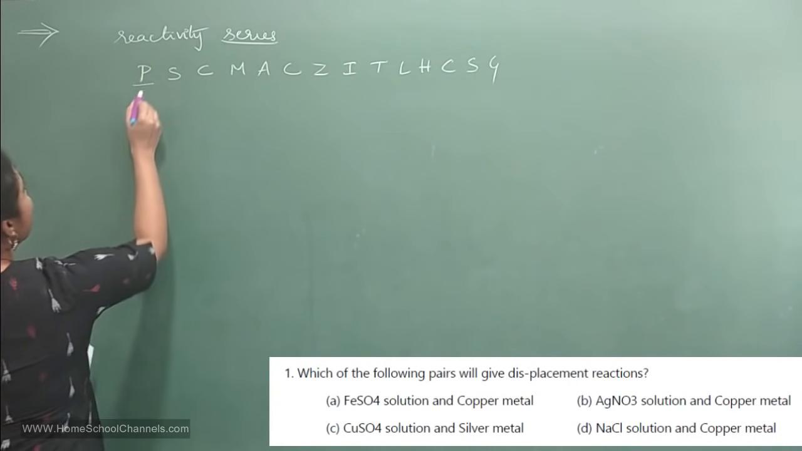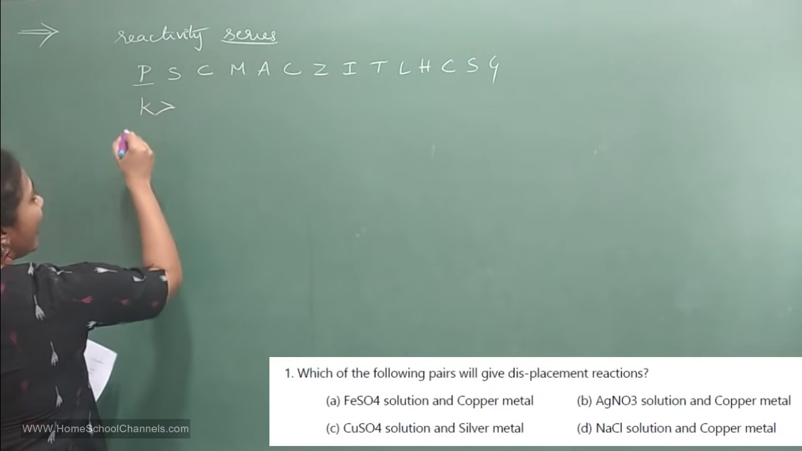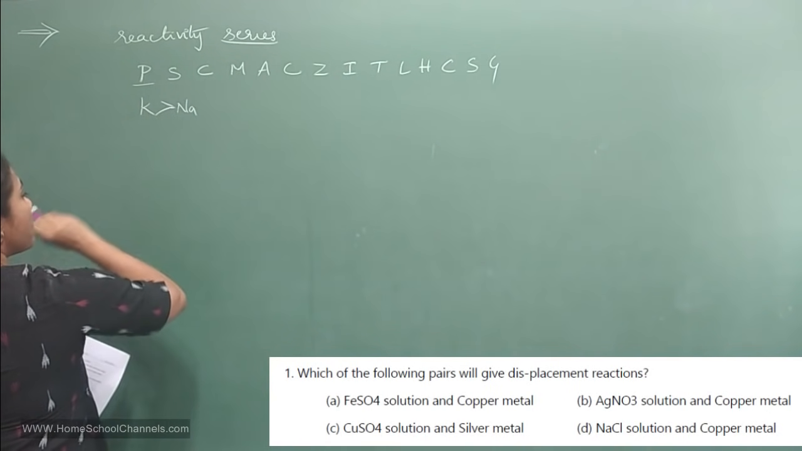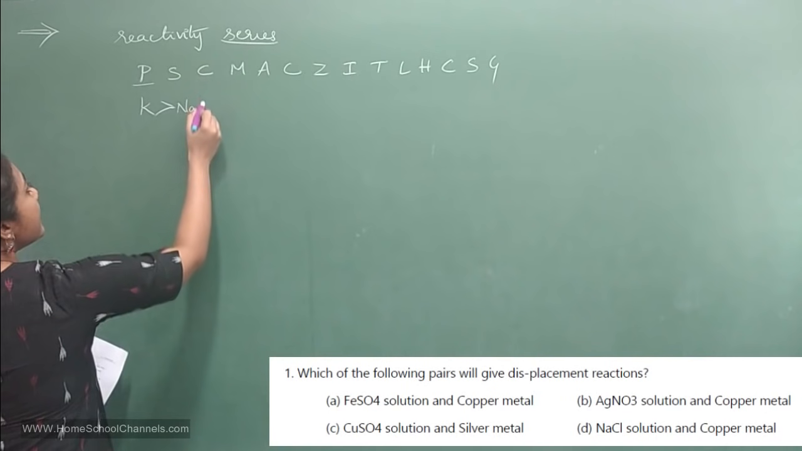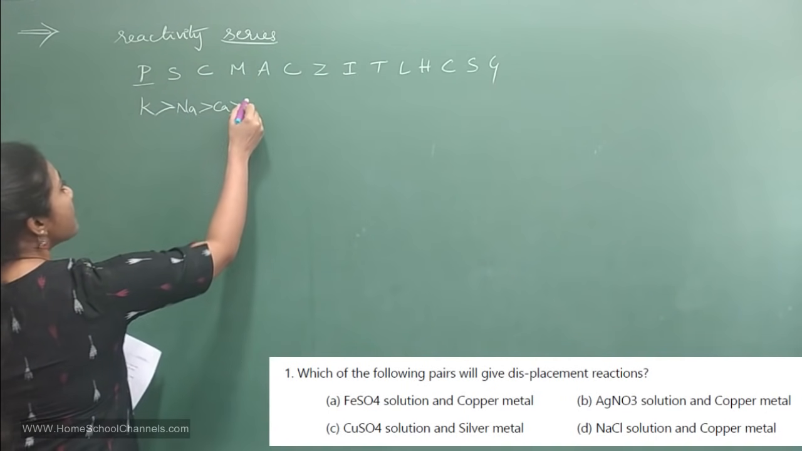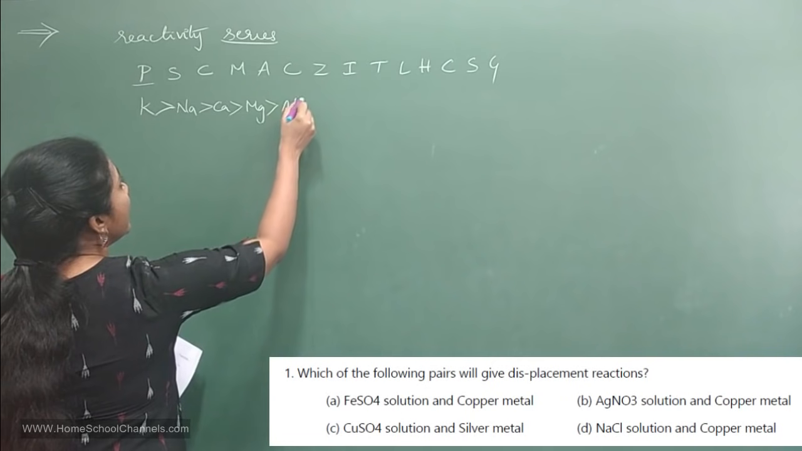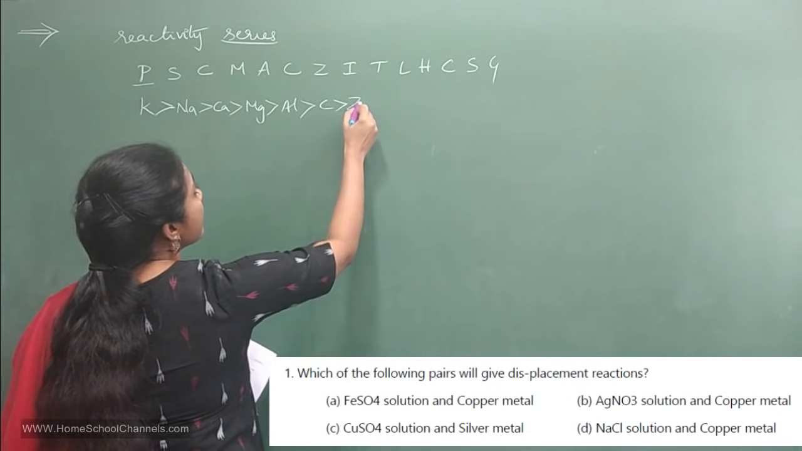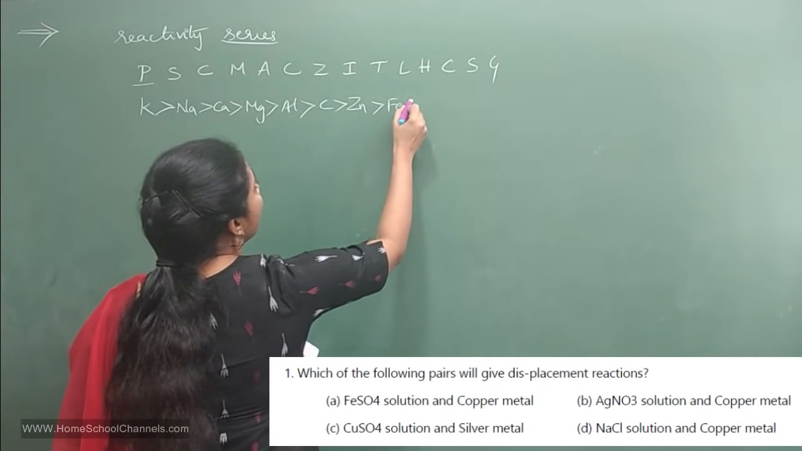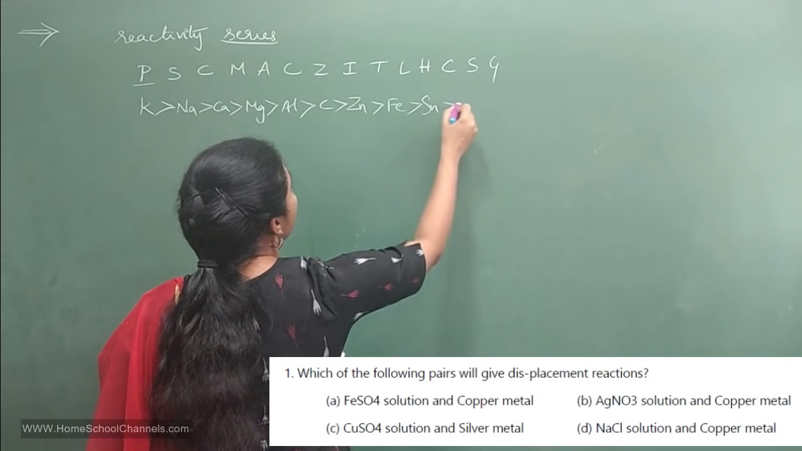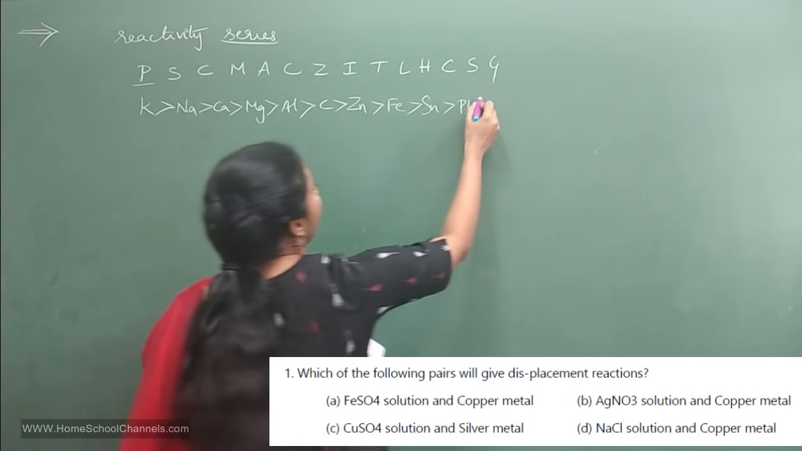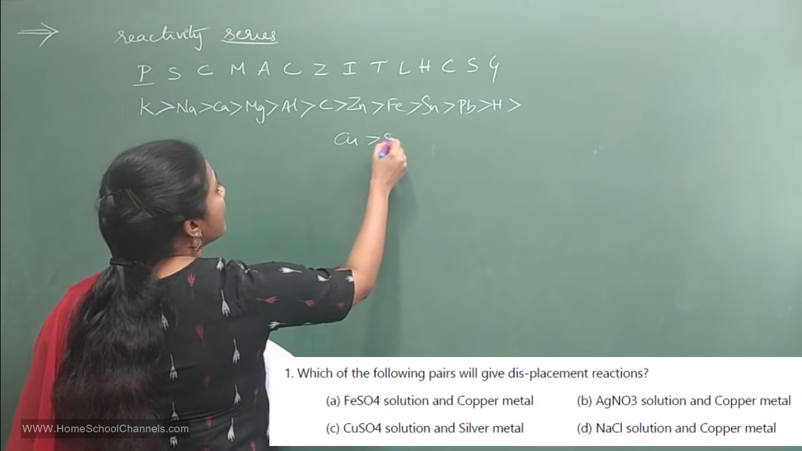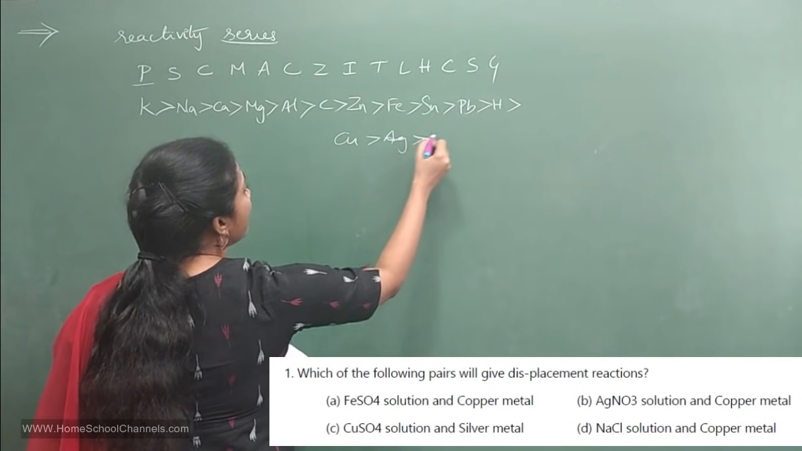Right? So here P is what? Potassium. Potassium is a more reactive element in nature than sodium. In the reactivity series, first comes potassium, later comes sodium. C means calcium, M means magnesium, A is aluminium, C is carbon, right? And later Z means zinc, I is iron, T is tin, L means lead, and later comes our hydrogen, and after that you have copper, silver, that is Ag, and finally gold.